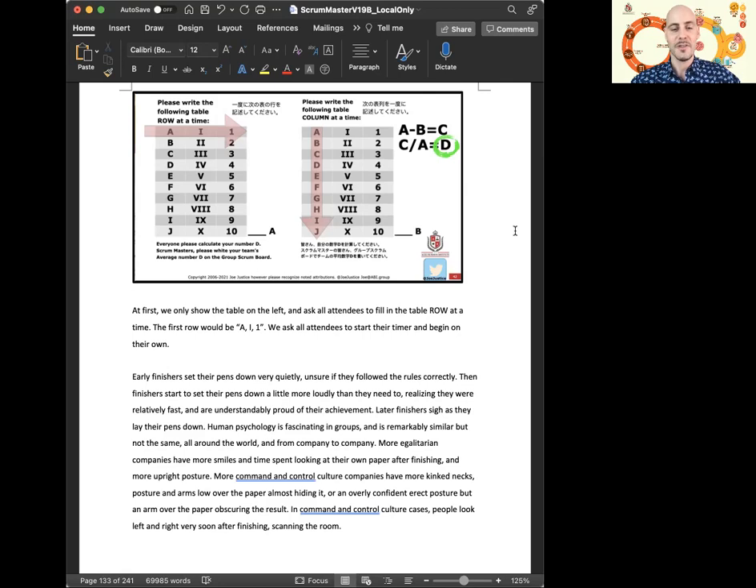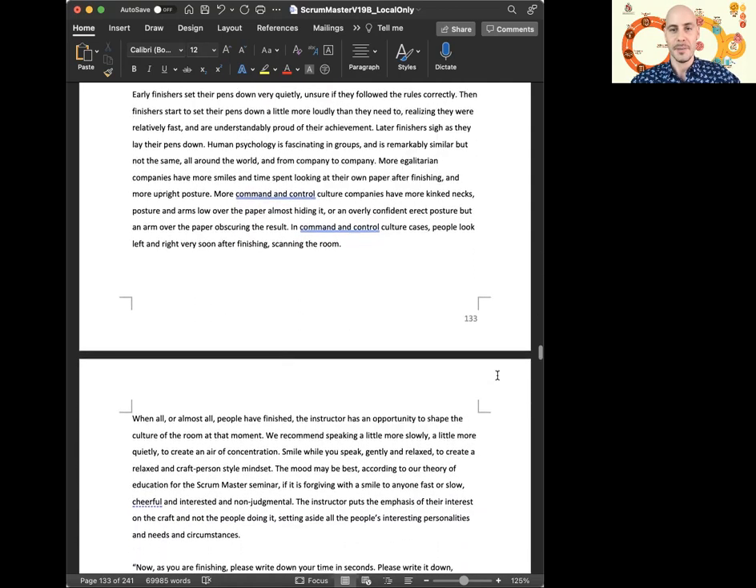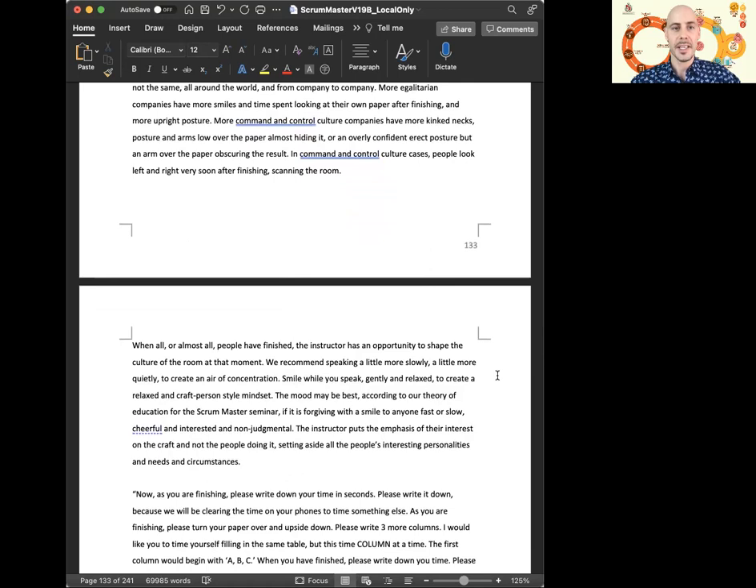Human psychology is fascinating in groups and is remarkably similar, but not the same, all around the world and from company to company. More egalitarian companies have more smiles and time spent looking at their own paper after finishing, and more upright posture. More command and control culture companies have more kinked necks, posture and arms low over the paper, almost hiding it, or an overly confident erect posture, but an arm over the paper obscuring the result. In command and control culture cases, people look left and right very soon after finishing, scanning the room.